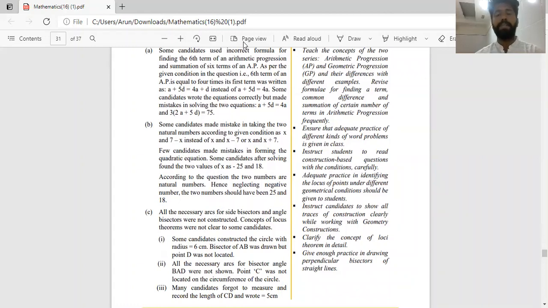Few candidates made mistakes in forming the quadratic equation. Some candidates, after solving, found the two values of x as minus 25 and 18. According to the question, the two numbers are natural numbers. Hence, neglecting the negative number, the two answers should have been 25 and 18 instead of minus 18. So you have to keep all these things in mind. Practice sufficient number of sums from this chapter so that you don't end up making these mistakes when you are solving questions from this particular chapter.